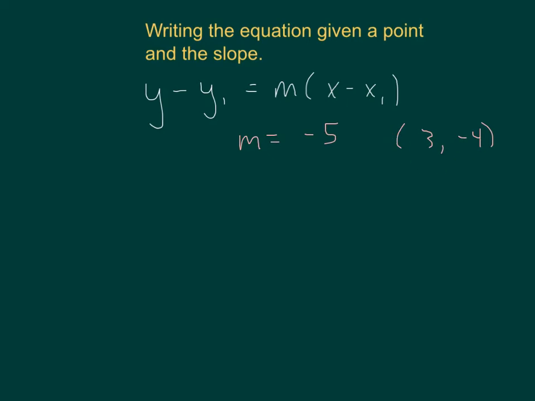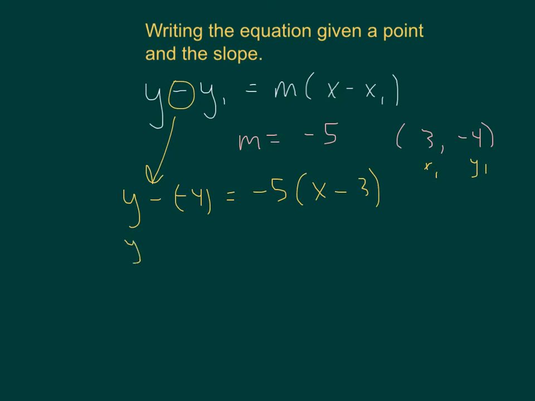So as we rewrite, we got to rewrite carefully. Y minus, and here is my y1 value. So that's y minus a negative 4. Be careful, that minus sign in the formula is not the negative for the 4, okay? M is going to be negative 5, our slope is given as negative 5, times x minus our x sub 1, so that's 3. Now we're right back to where we just started.